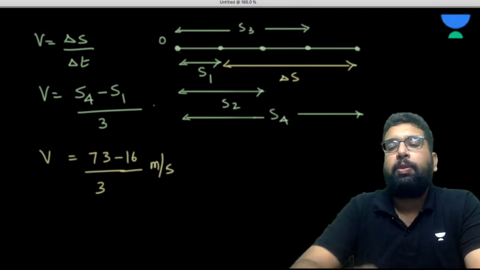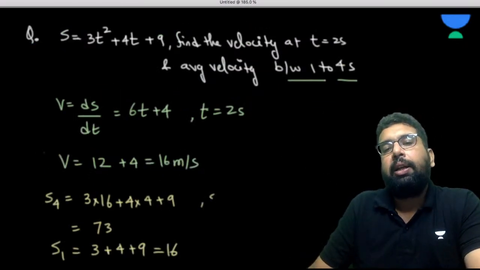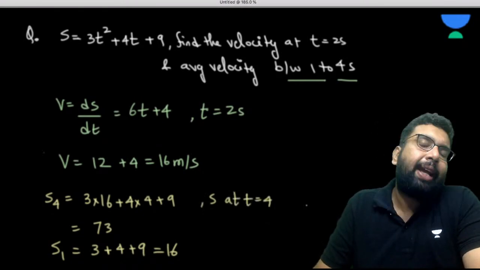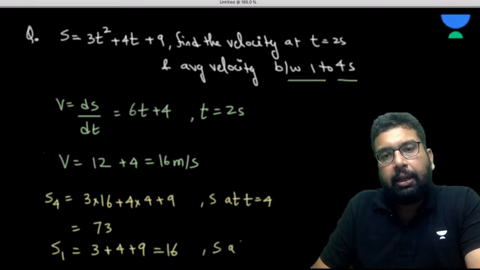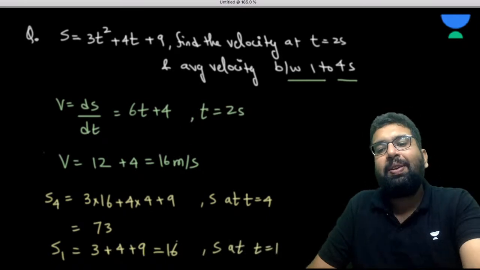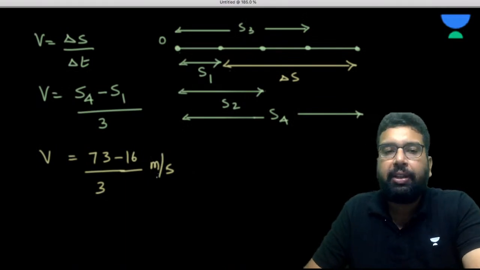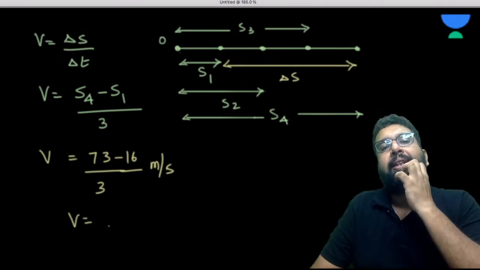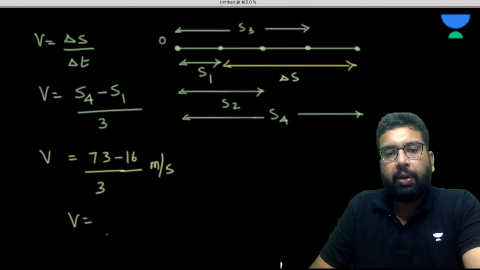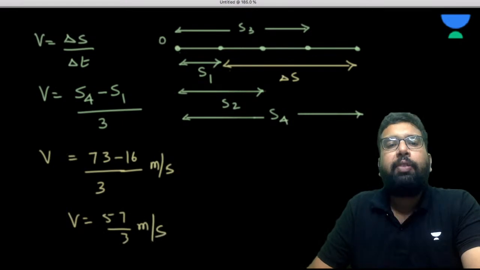So to get s4 minus s1, s4 is the displacement at t is equal to 4, and s1 is the displacement at t is equal to 1. You take the difference of both and divide by delta t, that is 3 seconds, and you get the average velocity. So it is going to be 73 minus 16, that is 57 by 3. It is very easy, no? When you know differentiation, this is very easy.